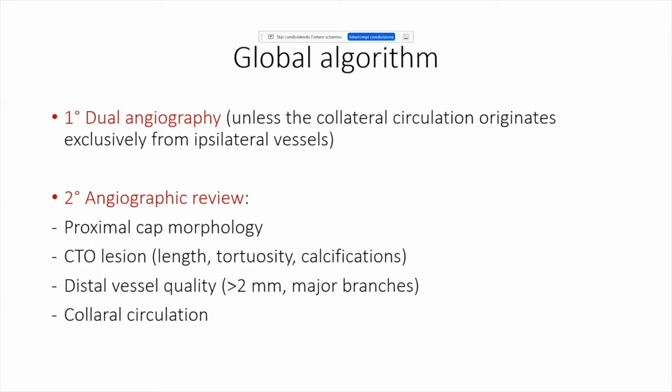And last but not least, the presence of collateral circulation: the type of collateral circulation, whether epicardial, septals, or bypass grafts, the size, the presence of entry and exit angles that can be difficult or not, and the presence of tortuosity or multiple bifurcations inside the collateral circulation.